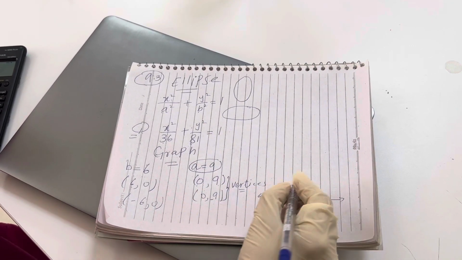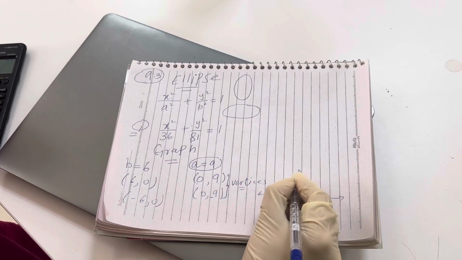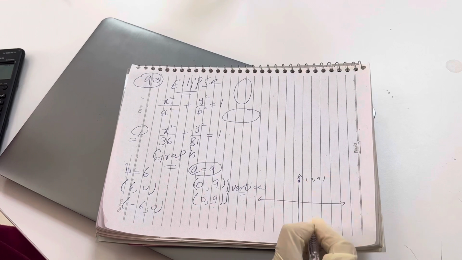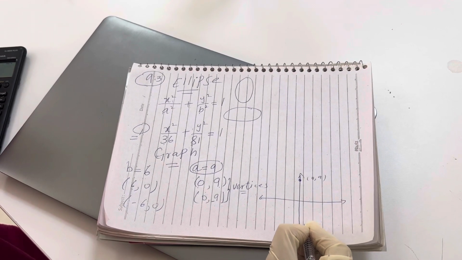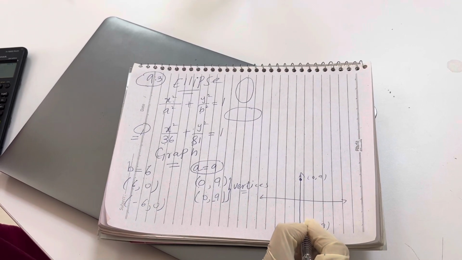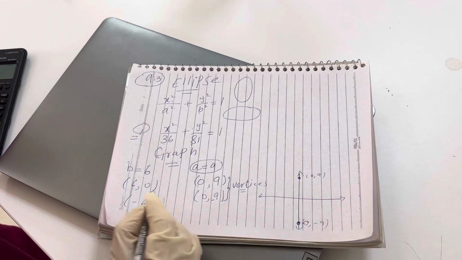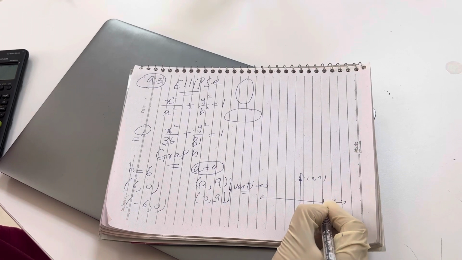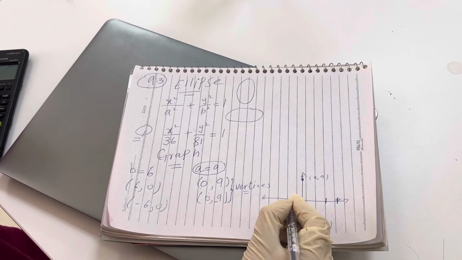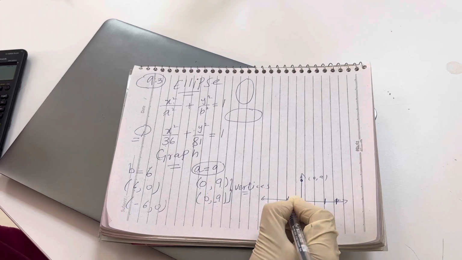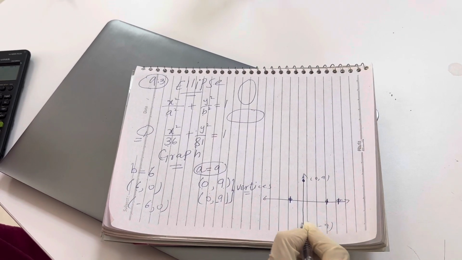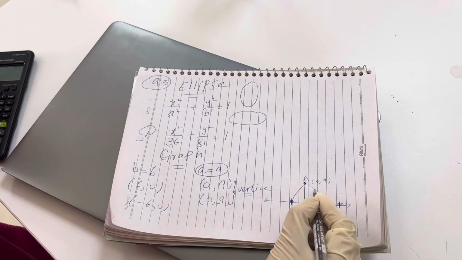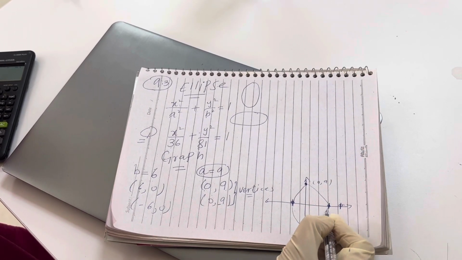My a is 0, 9. So 0, 9 means here. Negative 9 will be here. This is 0, 9. This is 0, negative 9, sorry. And my b is 6, 0. 6 should be here, right? 6, 0 and negative 6, 0. Just plot the points and then join the points, and you will see that your ellipse will be vertical.